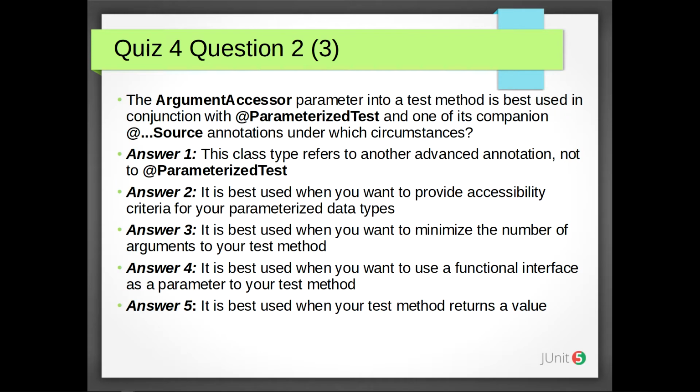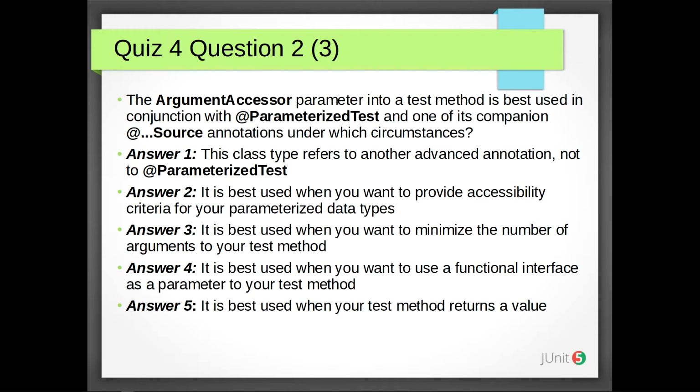Quiz 4, question 2. The ArgumentsAccessor parameter into a test method is best used in conjunction with @ParameterizedTest and one of its companion @Something Source annotations under which circumstances?